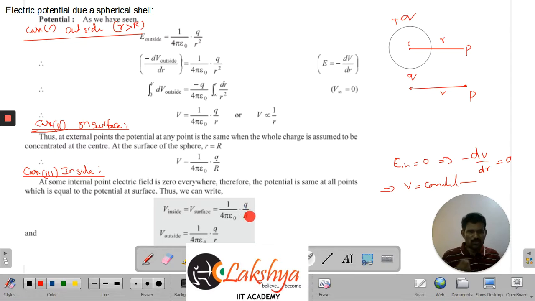So that's the important point you should note regarding the shells. At any point inside, the potential is the same as that on the surface. Is it clear? At any point, the potential inside the spherical shell is the same as that on the surface. There is no change in the potential inside. It will be a constant value. And whereas outside, as we mentioned, it is q by r you will get here.